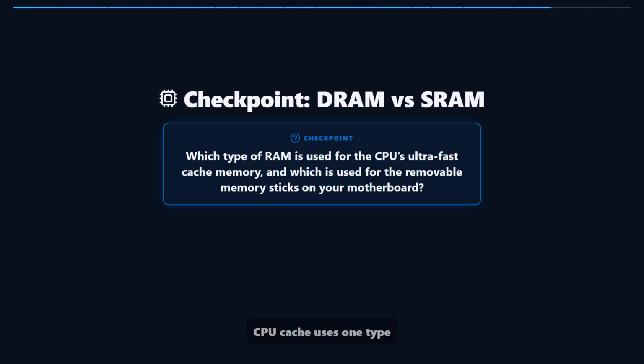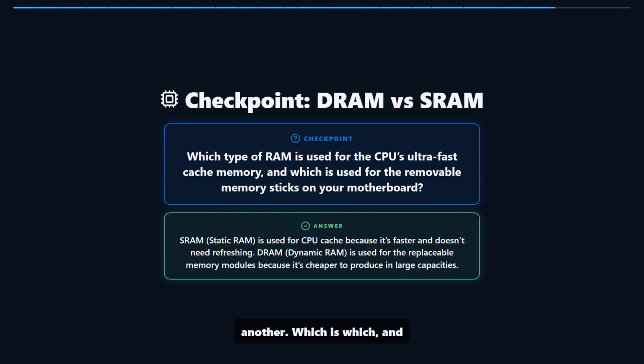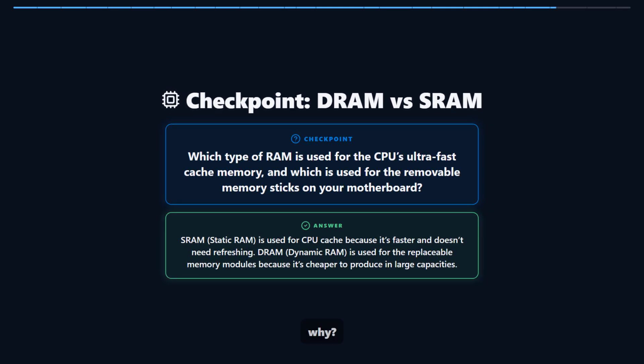One more recall. Your PC's CPU cache uses one type of RAM, and the removable sticks in your motherboard use another. Which is which, and why?